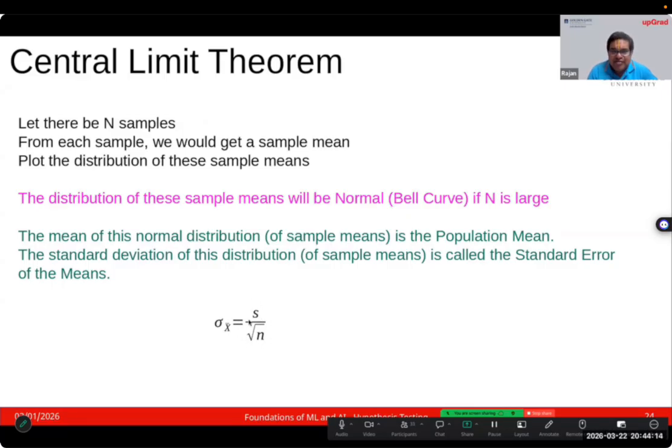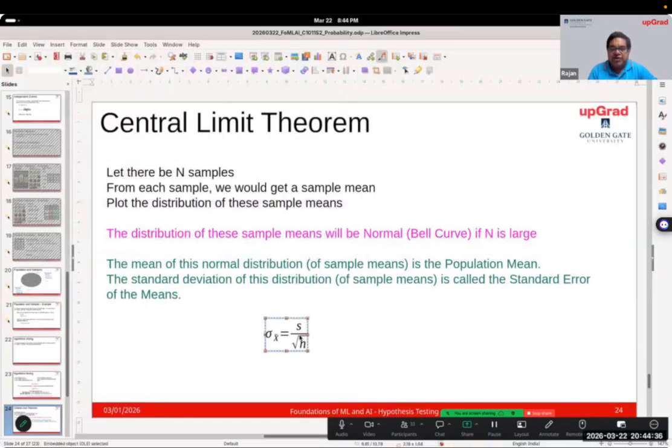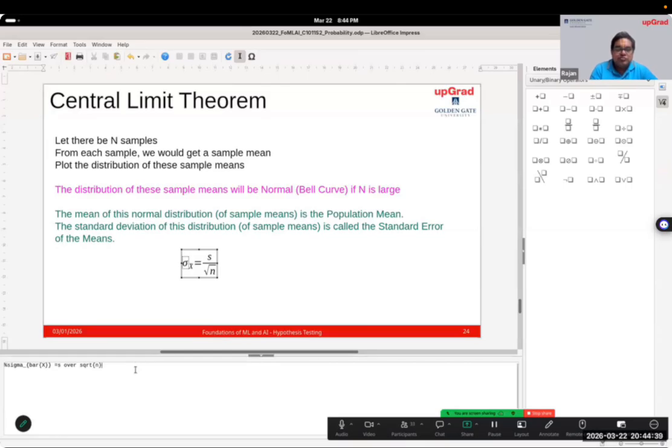What are these numbers? We have one sample. In that one sample, we have some standard deviation. That is this s. And the sample had some sample size, 36 in our case. So that is n. So in fact, I can write this out as sample standard deviation over square root of sample size.